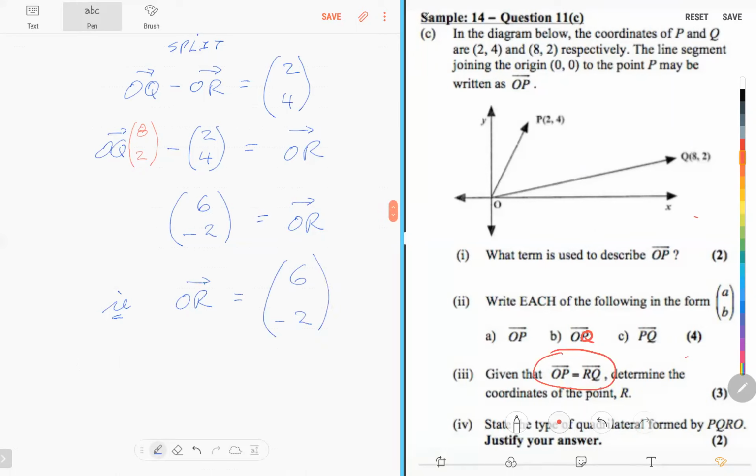All right. So if OR is 6, negative 2, this is our answer, that's what I wanted to know. But just to emphasize something to you, if the position vector of R is 6, negative 2, then it means that the coordinates of R will have the same value as 6, negative 2. So it's 6, negative 2. That's correct.